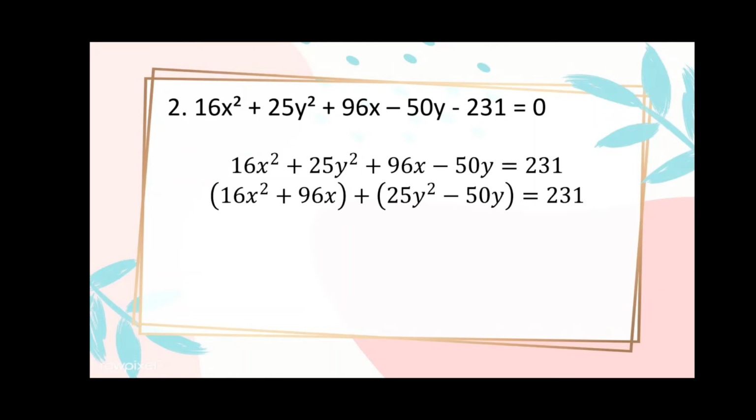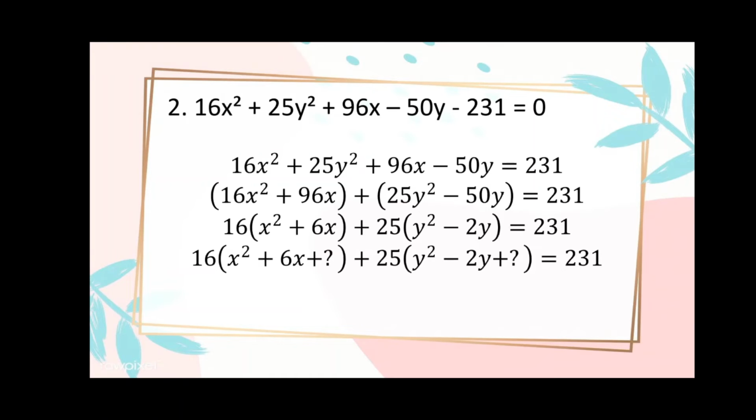Next is of course to extract the common factor in each group. The common factor is 16 for the x and 25 for the y. So we have 16 multiplied by quantity x squared plus 6x plus 25 multiplied by quantity y squared minus 2y is equal to 231. Next is to create the two perfect squares by completing the square. So of course, to find the last term for the trinomial, we have 6.